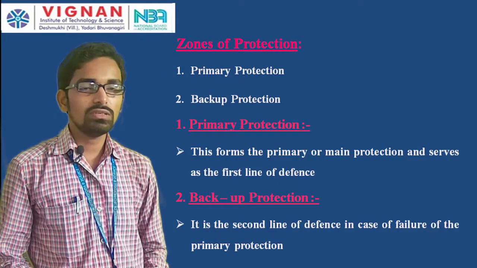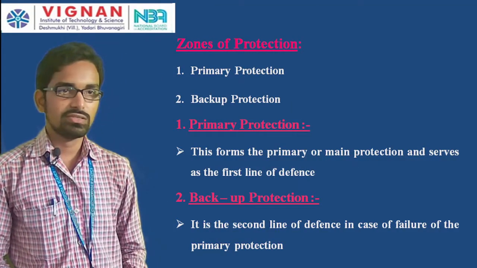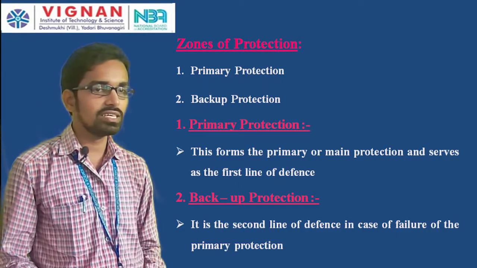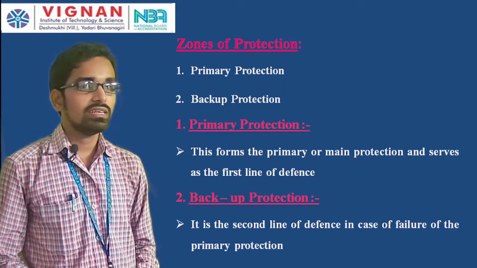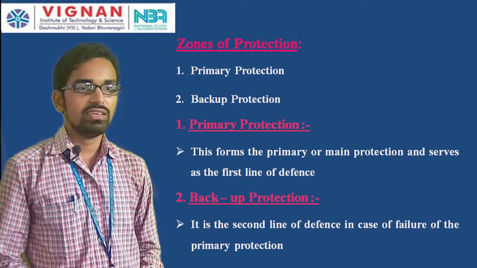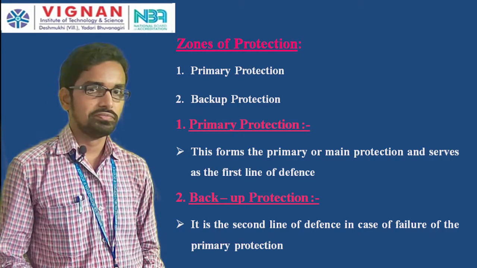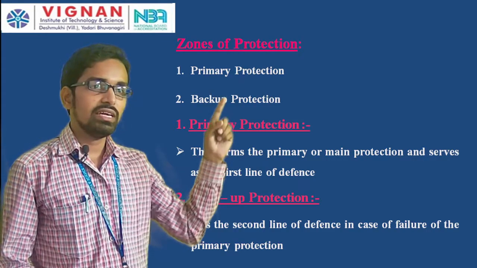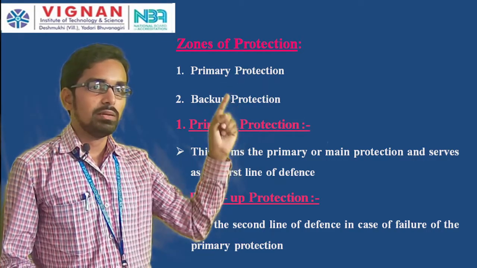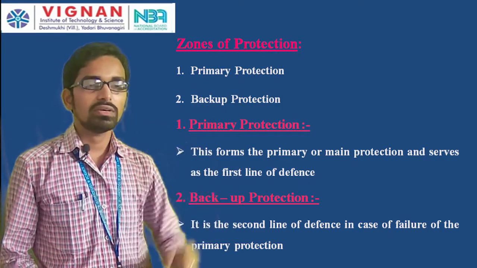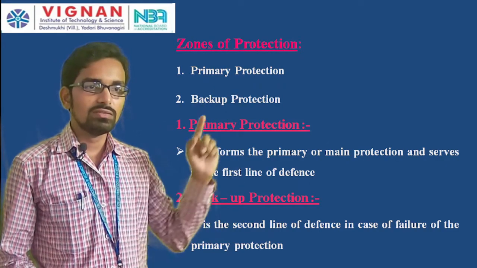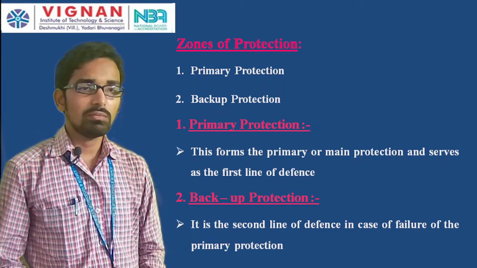So, that is about the basics of protection system. Next, coming to zones of protection, there are two zones of protection in the power system: primary protection and backup protection. First, primary protection. What is actually the primary protection?